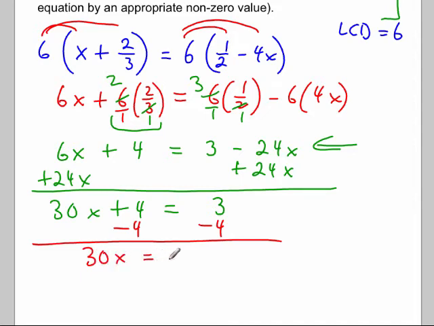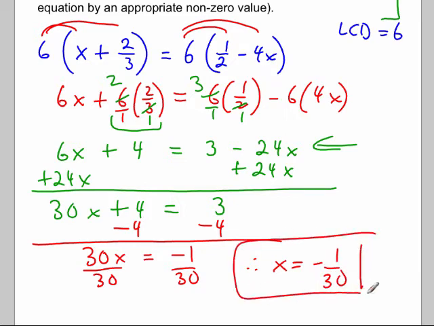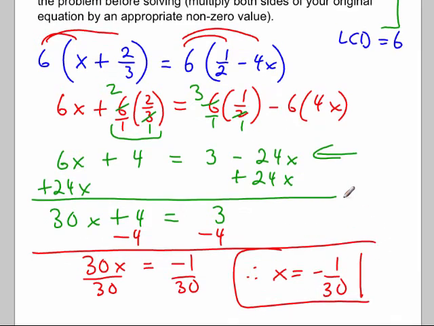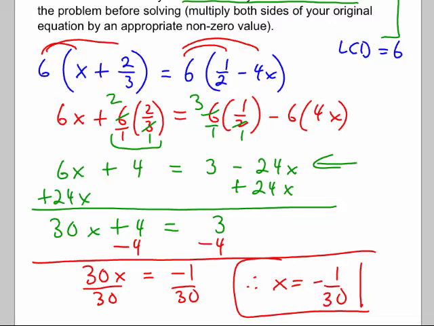30x equals 3 minus 4, negative 1. Divide both sides by 30. Therefore, my solution is x equals negative 1/30. Alright, so if I plug that number back into my original equation, it'd be a little bit messy to do, it would balance both sides.